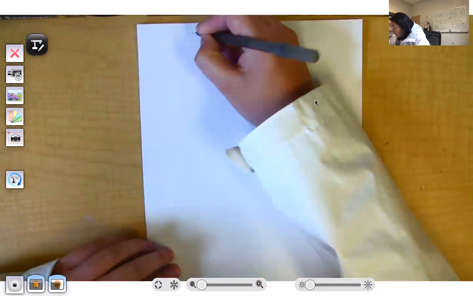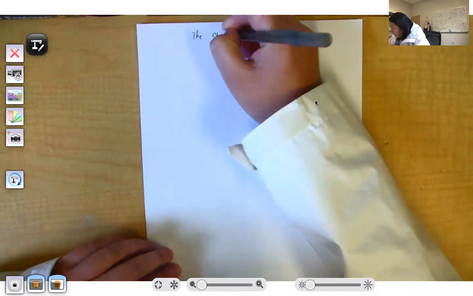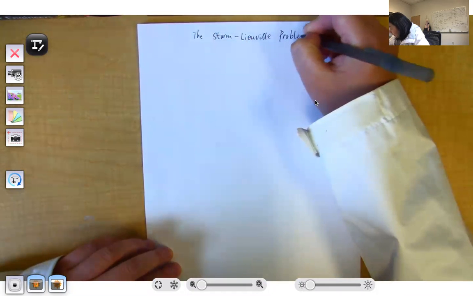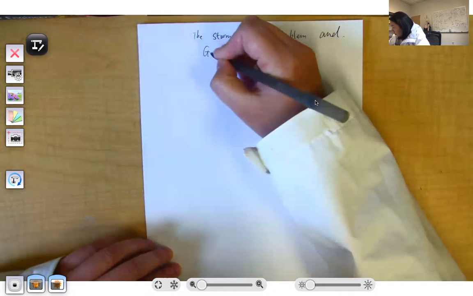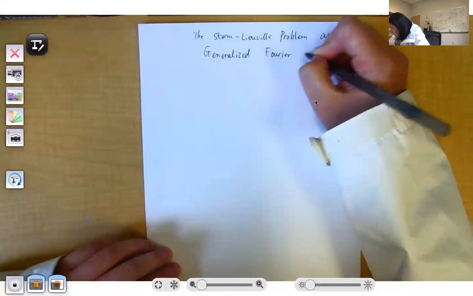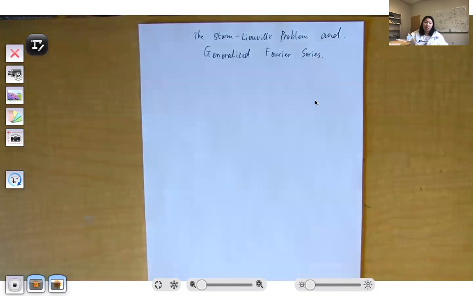Hello. So today we will talk about the next topic of Sturm-Liouville problem and generalized Fourier series. So why do we talk about this topic? What is the importance of the Sturm-Liouville problem? The Sturm-Liouville problem is basically a second-order ODE with boundary conditions, and these boundary conditions are homogeneous.